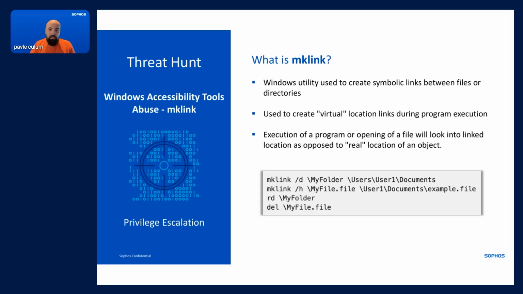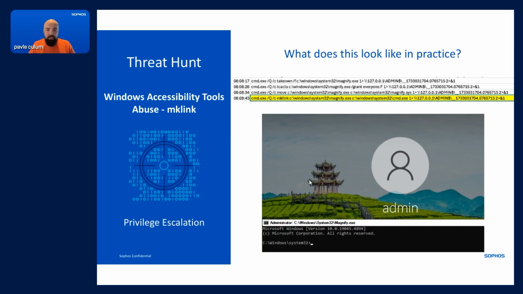Second line does the same thing, but for a file. So in this case, we're looking at myfile.file, but we're actually linking it to a completely different file. It could be the same, it could be different. We're kind of foreshadowing here what we're doing, but in this case, the file is called example.file and is in a completely different location. So you can kind of tell why this is important and how this could potentially be abused. In this case, what the attackers were doing is, and it's a little bit hard to see, so I'll kind of guide you through it.